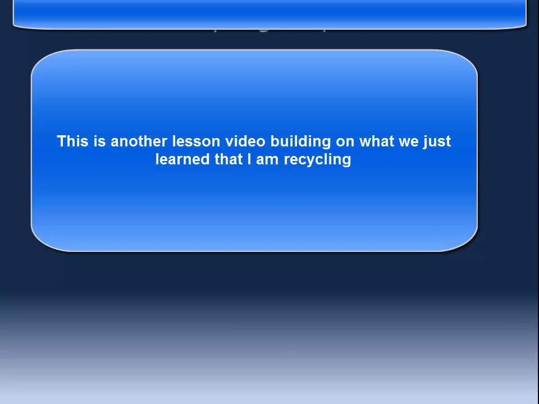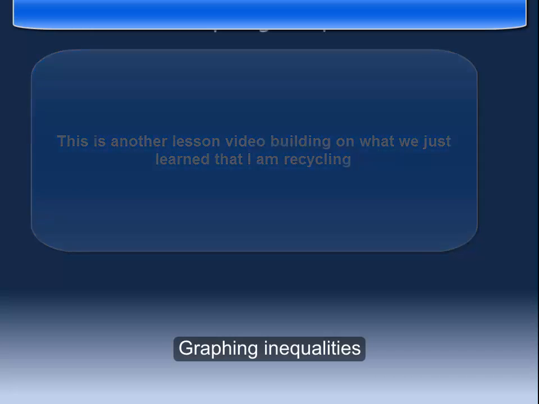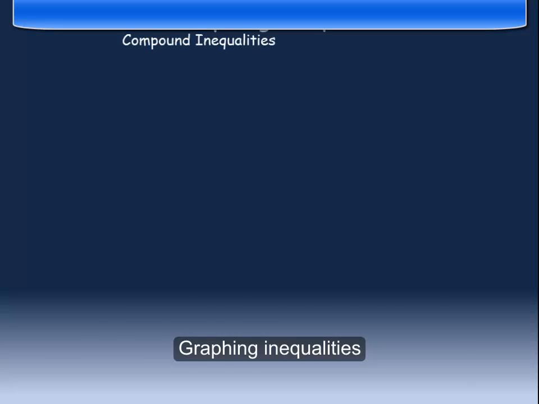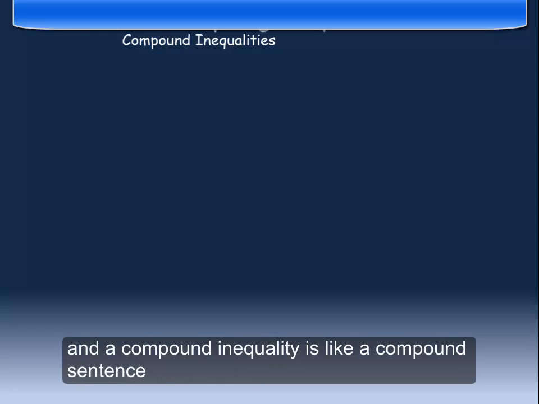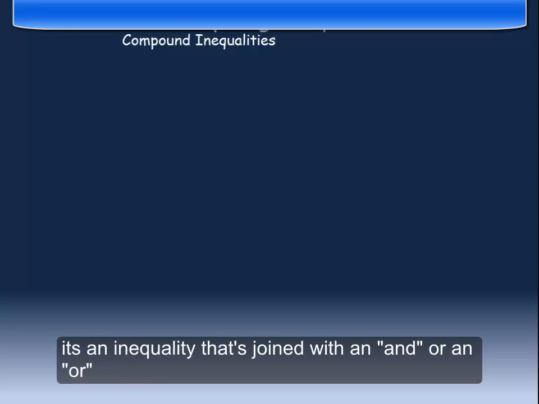Lesson 6.7, Graphing Inequalities. In this lesson, we're going to be discussing compound inequalities. And a compound inequality is like a compound sentence. It's an inequality that's joined with an and or an or.